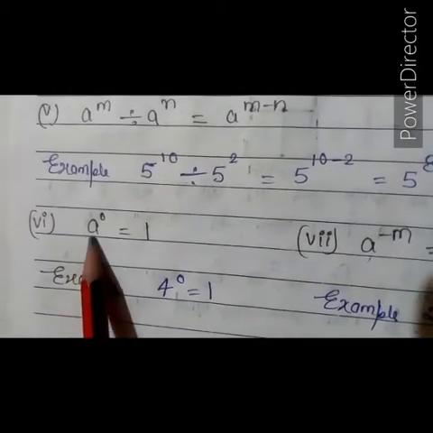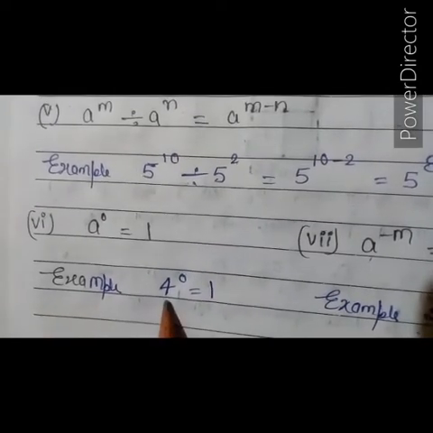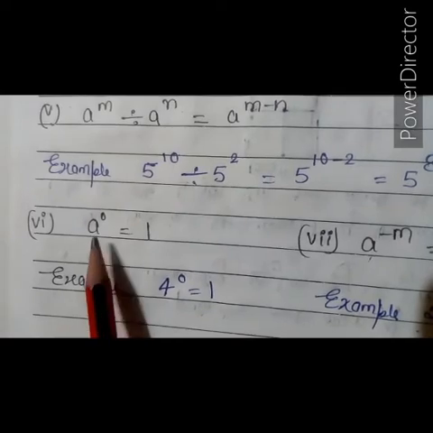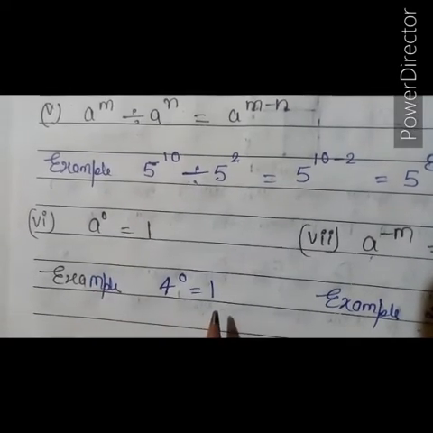Sixth law, a to the power 0 is equal to 1. For example, 4 to the power 0 is equal to 1. Any number whose exponent is 0, the solution will be 1.